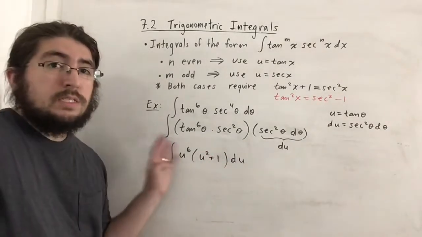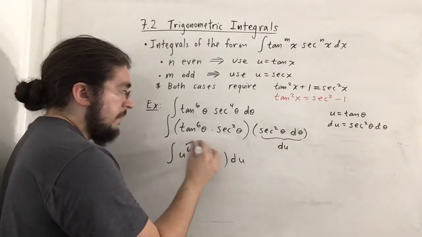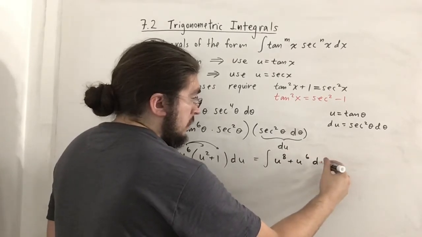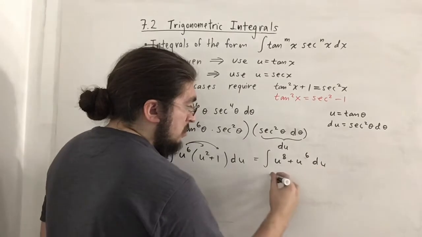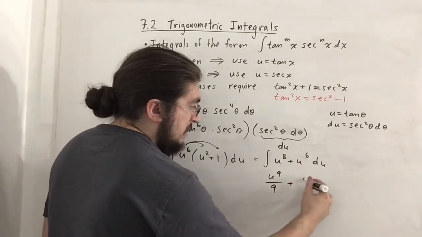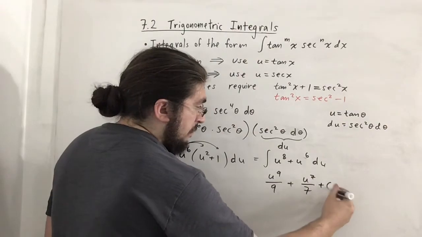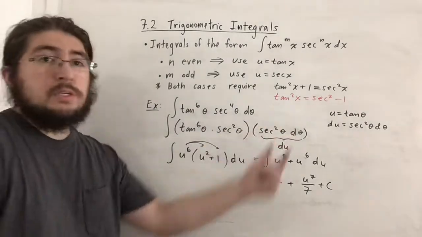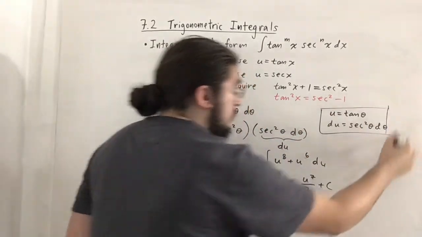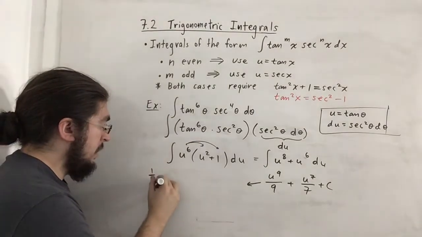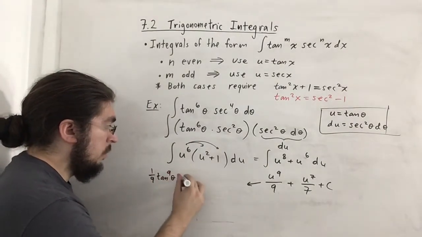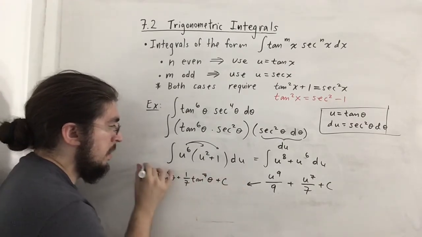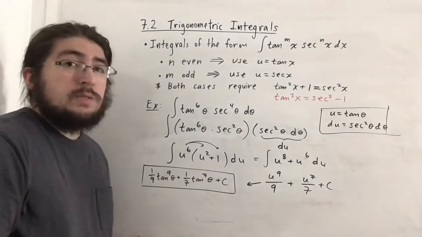So now all we have to do is distribute and then use the power rule for each term. We get the integral of u to the 8th plus u to the 6th du. The antiderivative of u to the 8th is u to the 9 over 9. The antiderivative of u to the 6th is u to the 7 over 7. Then we have plus c because it's indefinite. And now finally we can rewrite in terms of our substitution, because tangent of theta is u. So what we end up with is 1/9 tangent to the 9th plus 1/7 tangent to the 7th, and then plus c. Beautiful. So actually it wasn't too bad as long as we can get the ball rolling.